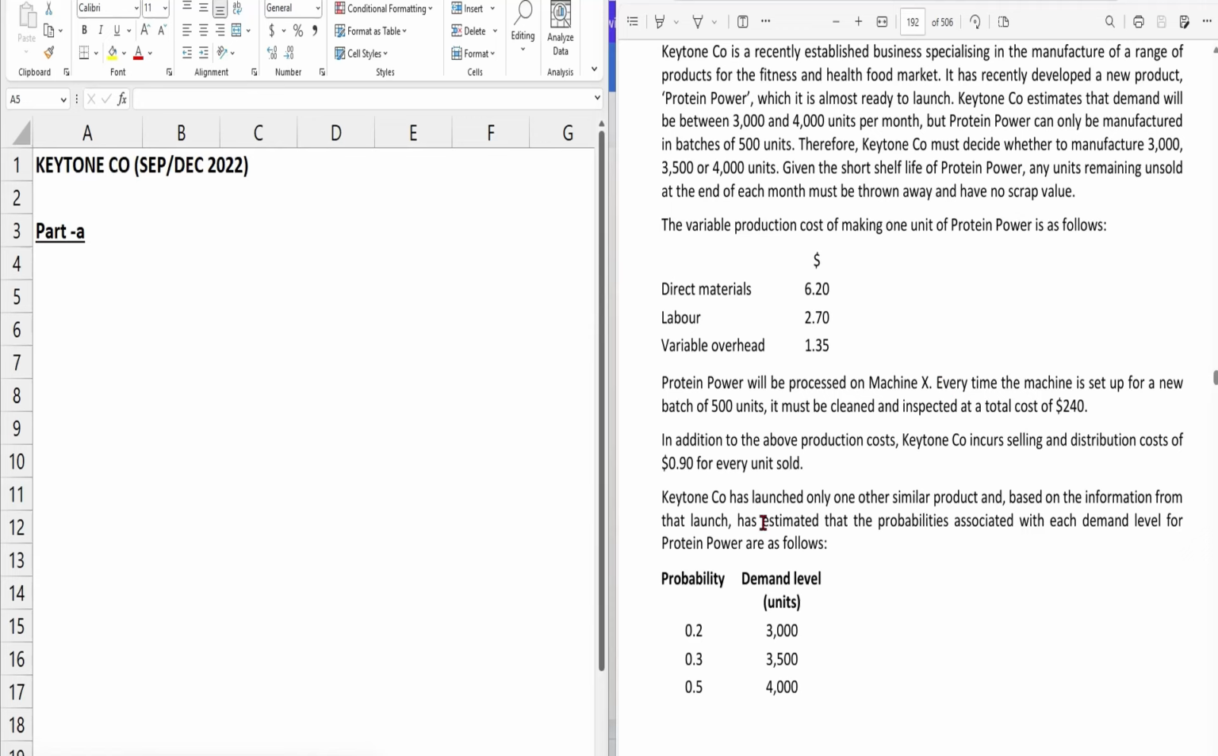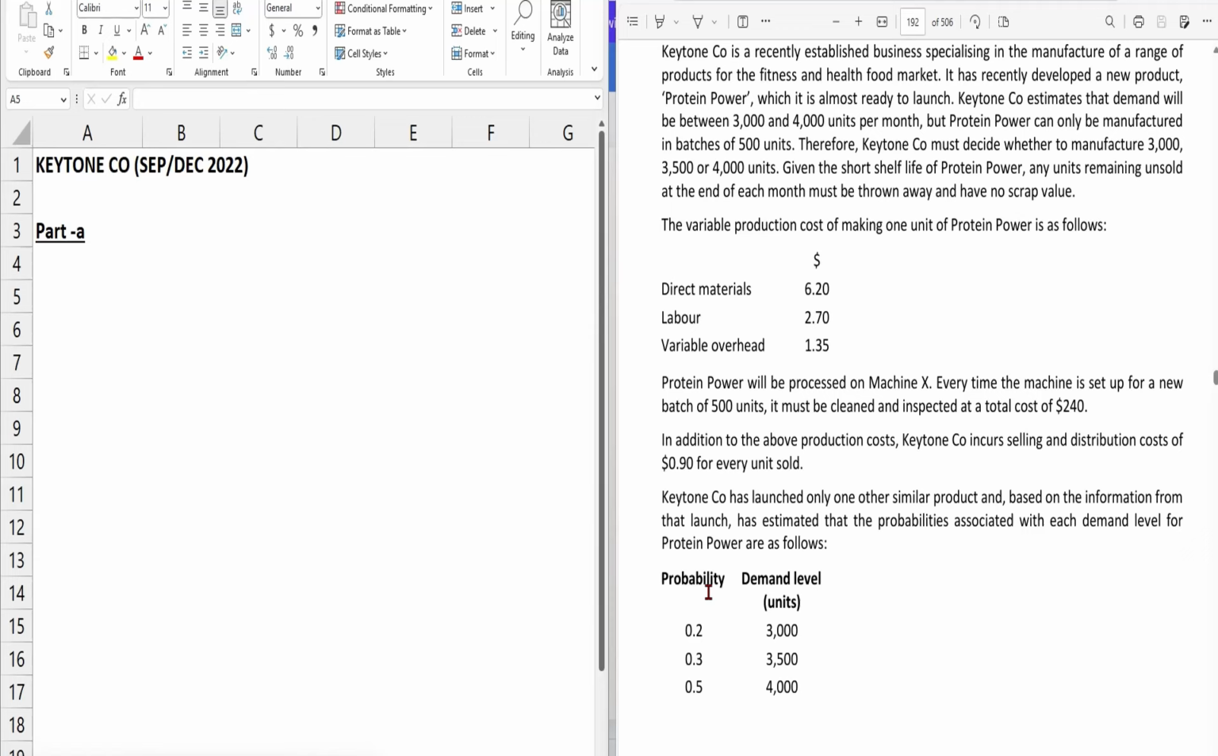Keytone company has launched only one other similar product, and based on the information from that launch has estimated the probability associated with each demand level for the protein powder as follows. Now they have also provided the probabilities, and in the case of probabilities, please make sure that all percentages add up to 1 or 100. In this question they have clearly mentioned this is a probability, but in some cases it may not be.